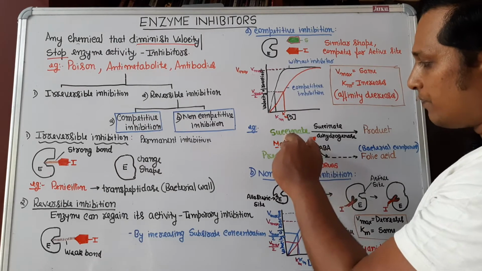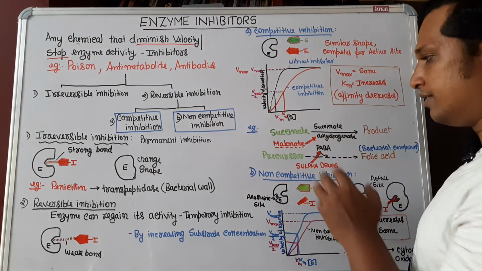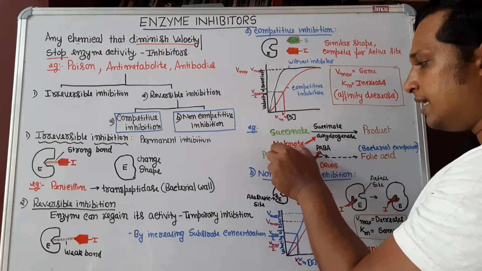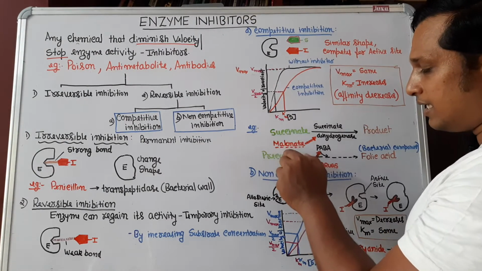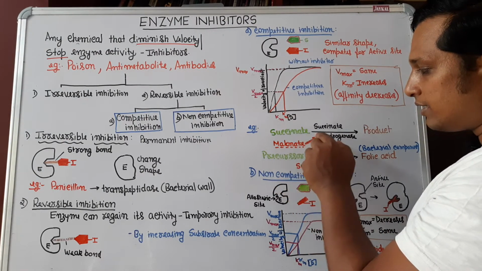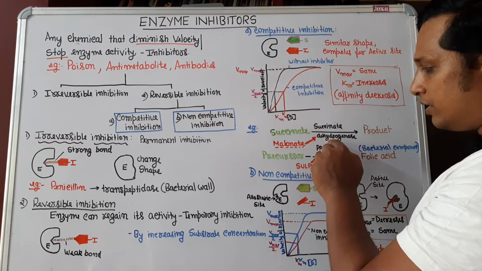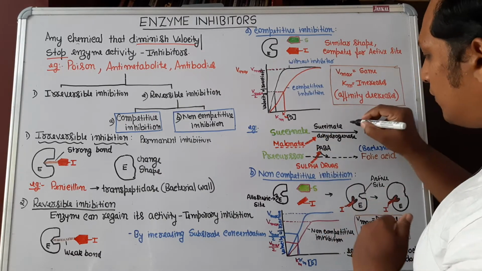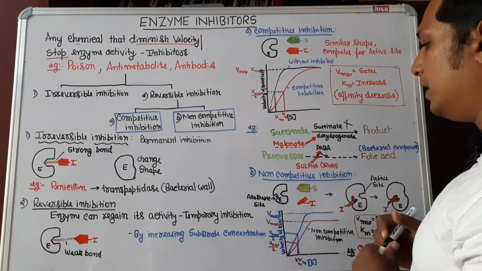What are the examples we have for competitive inhibition? Look at the example. Succinate is the original substrate of the enzyme succinate dehydrogenase to get a product. But there is an inhibitor called malonate. It looks exactly similar to succinate. So malonate will compete with succinate to bind to succinate dehydrogenase. If malonate binds to succinate dehydrogenase, enzyme activity is stopped, inhibited. That is why it is competitive inhibition.